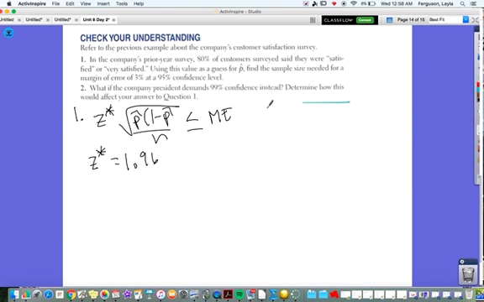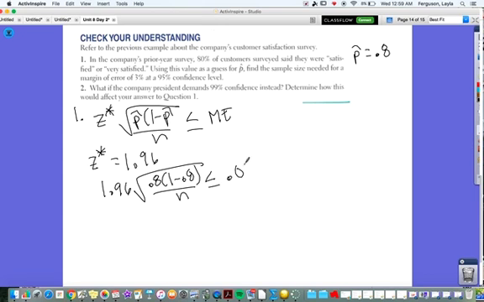Now the good news is our p hat, they go ahead and give to us, which is this 80%. So our p hat is 0.8. So for this one, we're going to say 1.96 times the square root of 0.8 times 1 minus 0.8 over n. We don't know what n is. Less than or equal to 0.03 because it's a margin of error of 3%. Our goal is to figure out what n is.